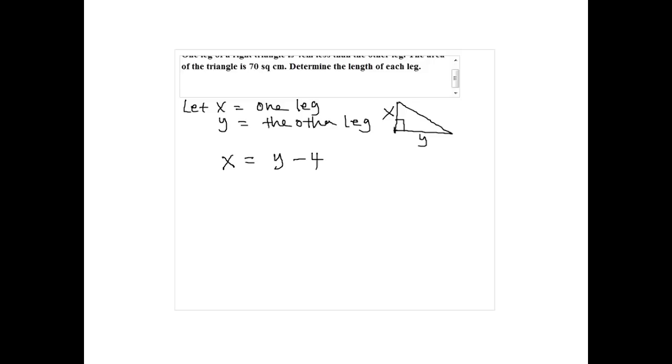Now, since the area of the triangle is 70 square centimeters, we're going to use the area formula, which is A equals 1/2 times the base times height, where in this case the base is y and the height is x. So 1/2 times y times x will give us 70 square centimeters.